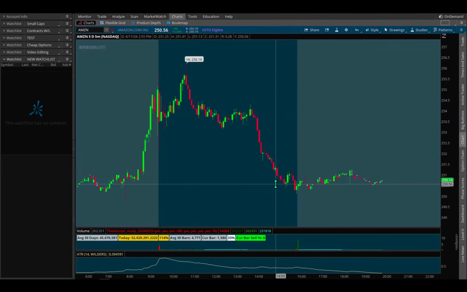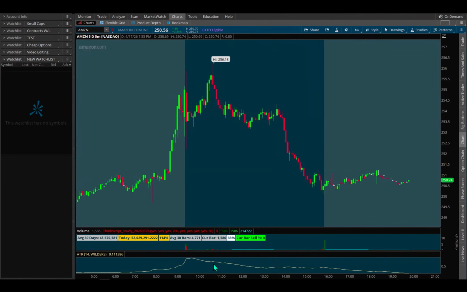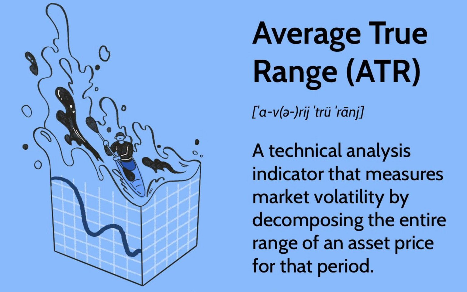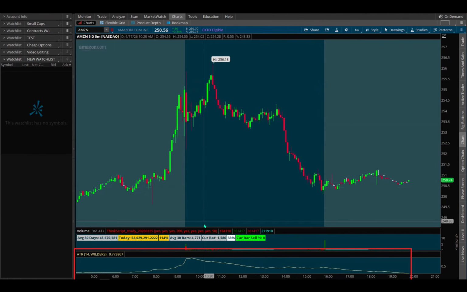So, we're going to go back to our charts here, and you're going to notice that there's a line at the bottom of my screen here, and it's called the ATR. This is your average true range. And again, for everyone that's looking at this video, you most likely do not have this added to your chart.